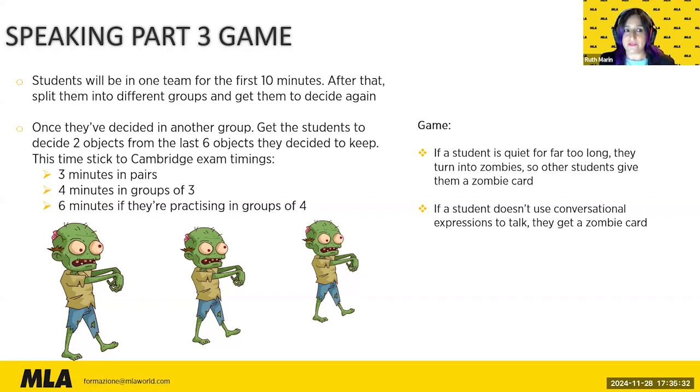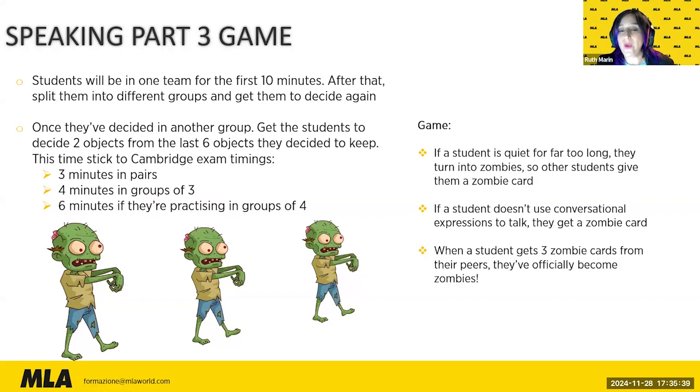So just make sure that your students have some cards to give to the other students. Okay? When a student gets 3 zombie cards from their peers, they've officially become zombies, and that's when they're out of the game. Okay? So we're going to give them 3 opportunities. So you're very quiet, someone gives the card. Okay?